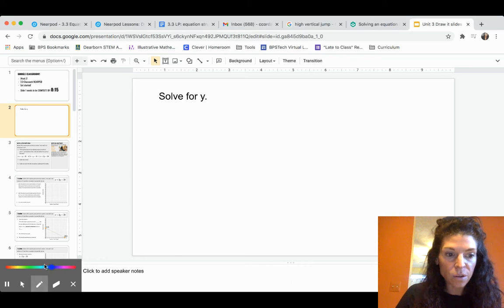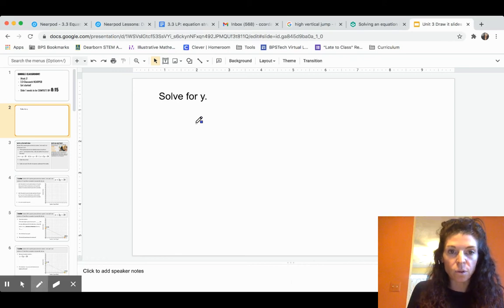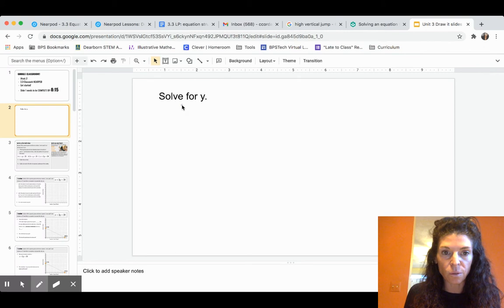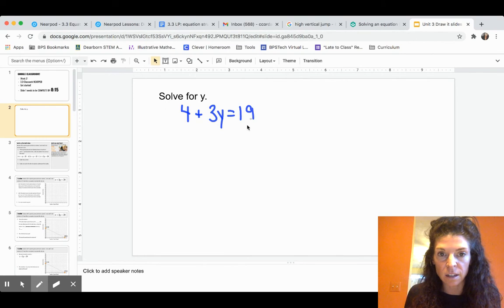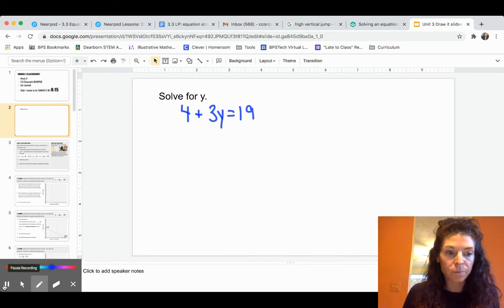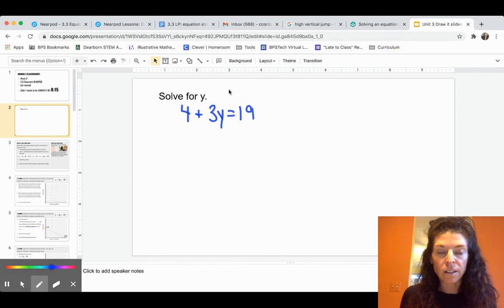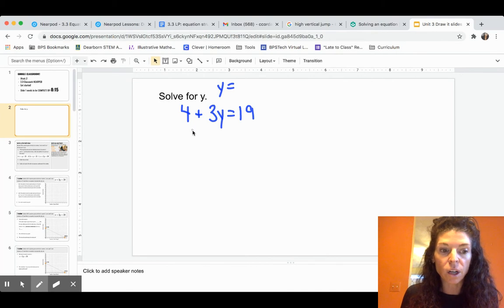Okay, so solve for y. If I gave you 4 plus 3y equals 19, you would know that solve for y would be to say, what does y equal? To get y by itself, what does y equal? You would know that you want to put the 4 on the other side of the equal sign.